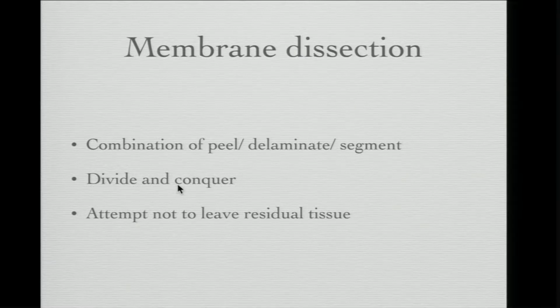Divide and conquer is a useful technique rather than trying to remove it en bloc, because that makes it easier for you. Number two, you can also judge the anatomy underneath the tissue rather than having an opaque tissue covering your area of dissection, and it also allows you not to create retinal breaks at a faraway point when you're dissecting at one location. Attempt not to leave residual tissue.